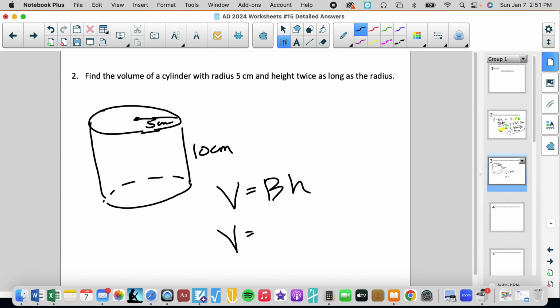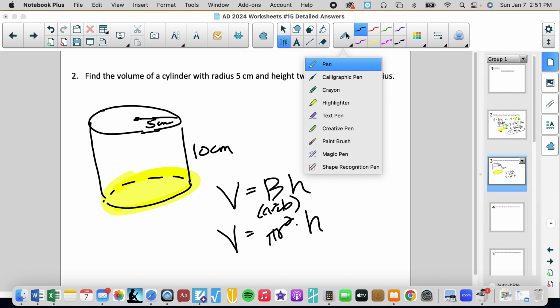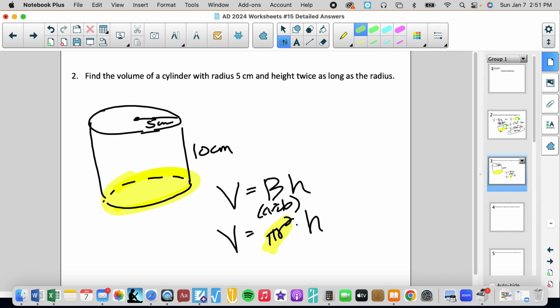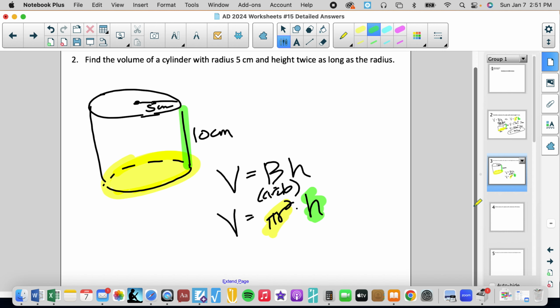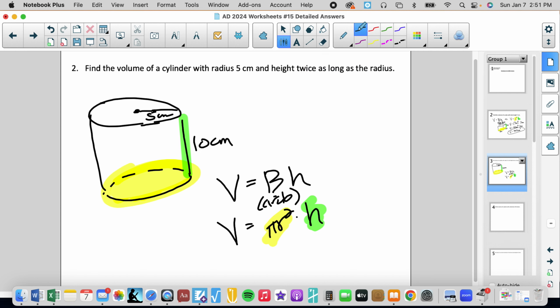What's the base shape? The base shape is a circle. And so we're going to fill in that area of a circle. The area of a circle is pi r squared times the height. So this represents the base shape. This represents the height. That's going to be the height of the object, the distance between the two bases. Any cylinder, any prism is going to be a two base figure.